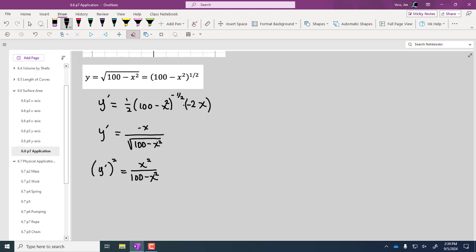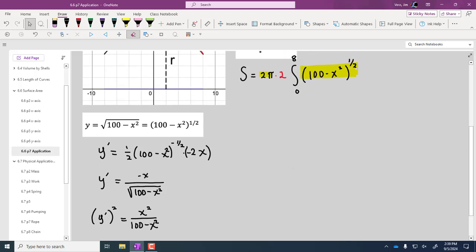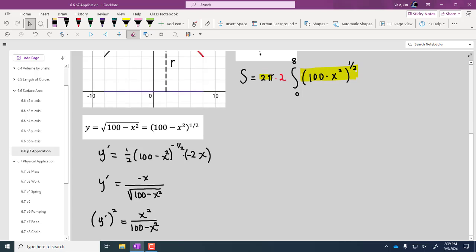Okay. Now do we agree that that's the right derivative? Yes. All right, I'm going to go through it in my head again. Half down, subtract 1, multiply by chain rule. The 2's do cancel, the minus pops out in the numerator, squared. Okay, I agree. Tough stuff. So the square root of 1 plus the derivative squared. So we have x squared divided by 100 minus x squared.